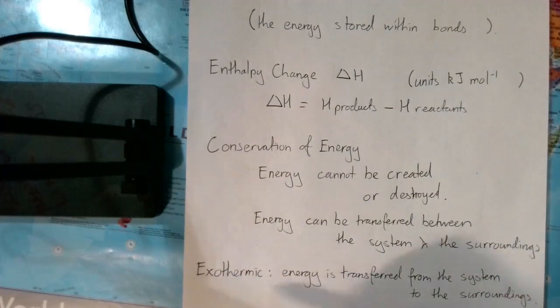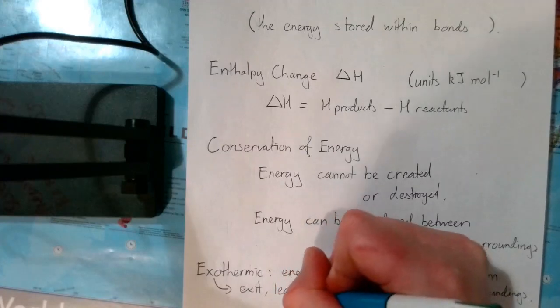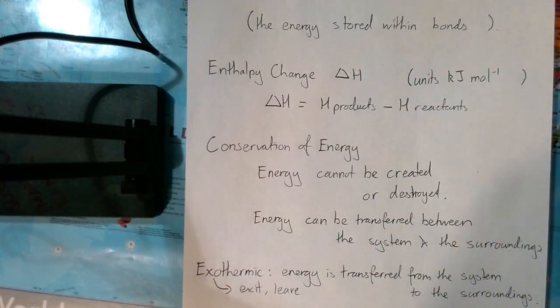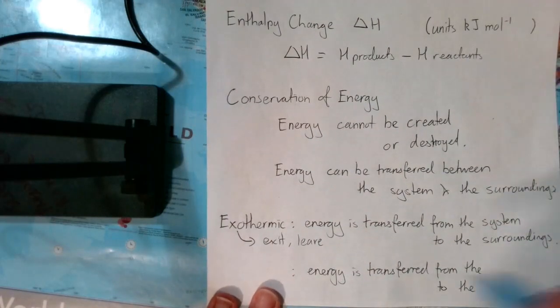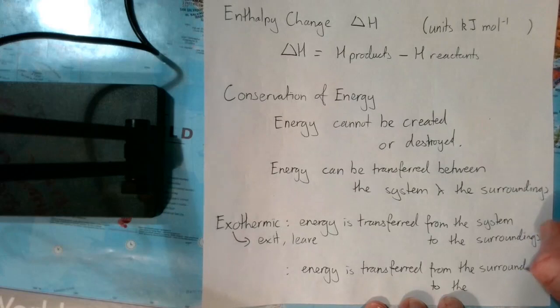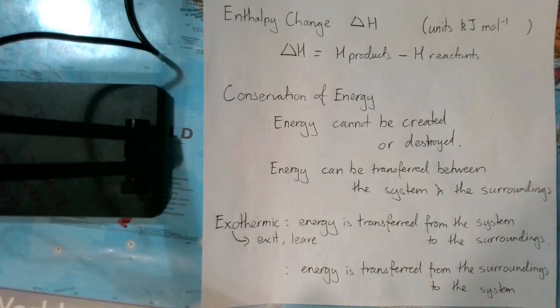So the way to think about this, exo means to exit or to leave, and heat is leaving the system, so therefore the surroundings get more energy and they become warmer. So again, if you want to pause and try and figure out what the opposite of this would be, do so please. So the opposite, if we write it down, is energy is transferred from the surroundings to the system. That would mean there would be less energy in the surroundings and they would actually get colder. So any reaction where the surroundings get colder, this is what's happening, energy is going into the system, it's not just disappearing.